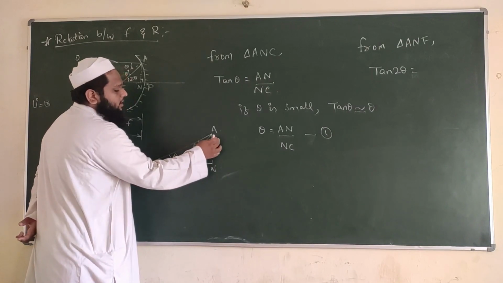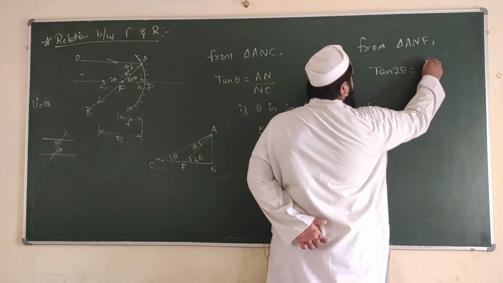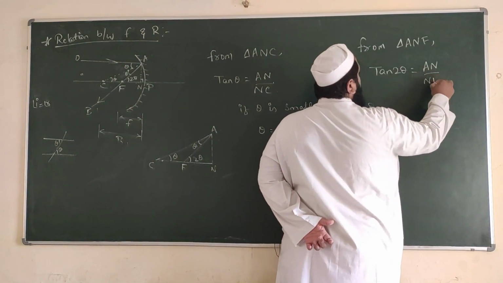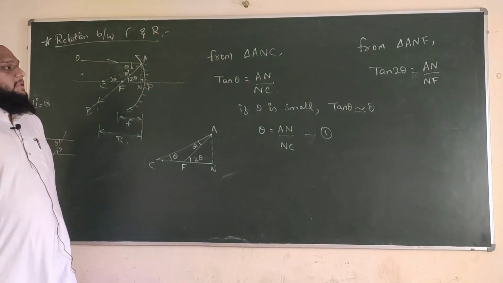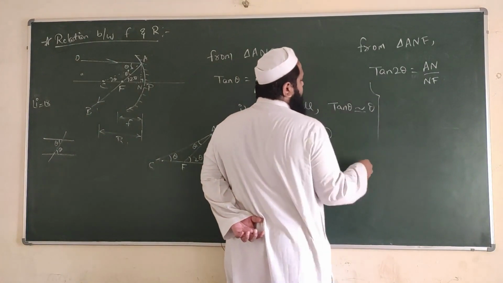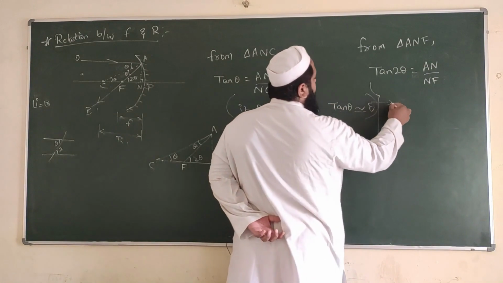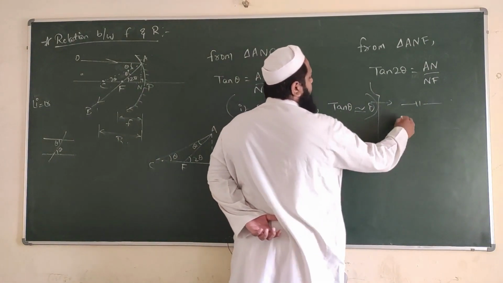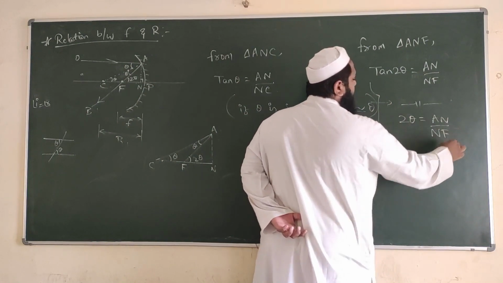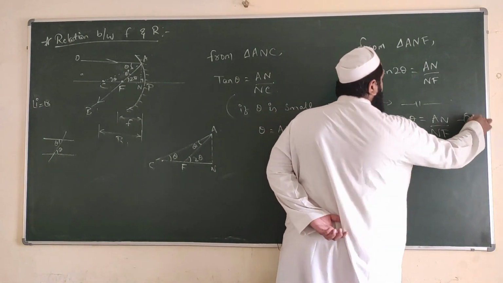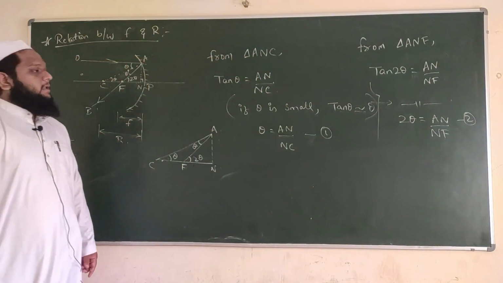Tan 2 theta is opposite by adjacent, AN by NF. Then again you will apply the same thing, same line. If theta is small, only your line is. Again you will apply it here. So that becomes 2 theta is equal to AN by NF. This is your second equation.